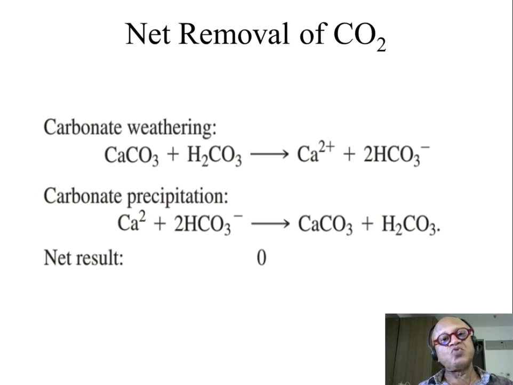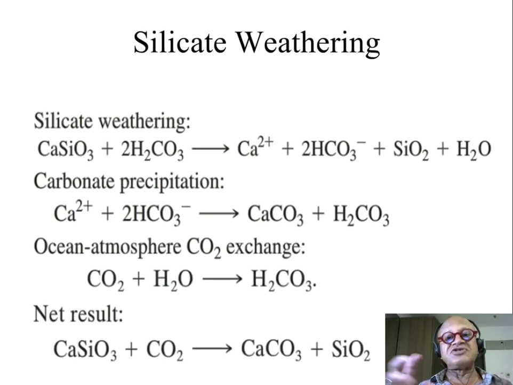H2CO3 is basically H2O plus CO2, right? So you can write this as CaCO3 plus H2O plus CO2. So one CO2 is taken out, brought into the ocean as bicarbonate. But when carbonate shell forming species precipitate calcium carbonate out of the water, they are releasing that CO2 back, because H2CO3 is basically H2O plus CO2. So the net result of calcium carbonate weathering is that there is no net removal of carbon dioxide. There is no escape of the carbon dioxide molecule.